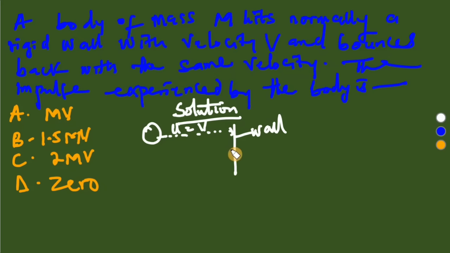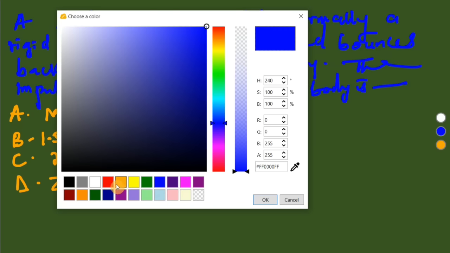Of course, velocity is a vector, and since it is bouncing back, the final velocity now will be opposite to that of the first one. So this will be minus v. So this is the final velocity, and this is the initial velocity. So the question says the impulse experienced by the body is dash. So how can we now picture the impulse?